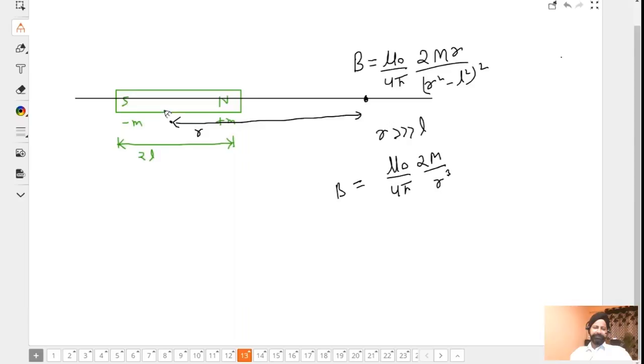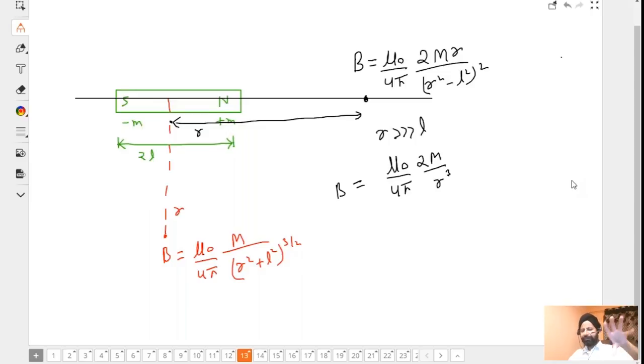Anybody who did not understand, please ask me now. Now we are taking the same thing here at a distance of r. Magnetic field is mu naught by 4 pi, and this time it is M divided by (r squared plus l squared) to the power 3 by 2. I didn't get you. What is the question, Tanya? R minus L whole square? No. When you do the derivation, you actually get it this way. Get it, Tanya? Okay. You do the derivations yourself. We have to cover many things here. The derivation part for these, I'm leaving up to you.